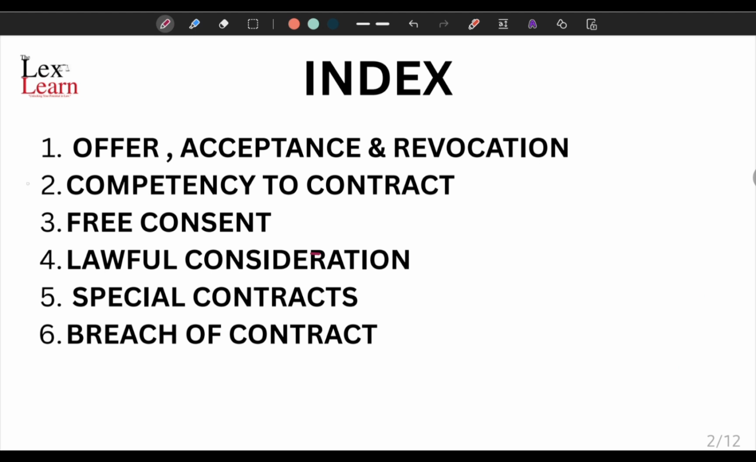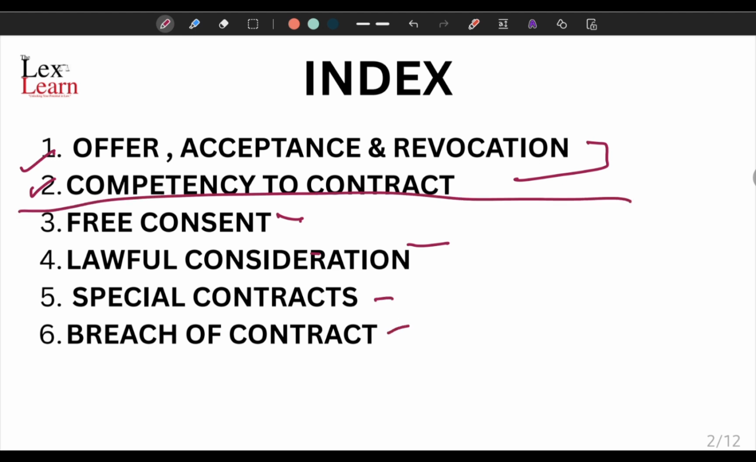In this video, we will learn about offer, acceptance and revocation and also competency to contracts. This video will be divided into three parts. The first part will include the first two topics. The second part will include third and fourth topics. The third part will include fifth and sixth topics. So let's begin with today's agenda.